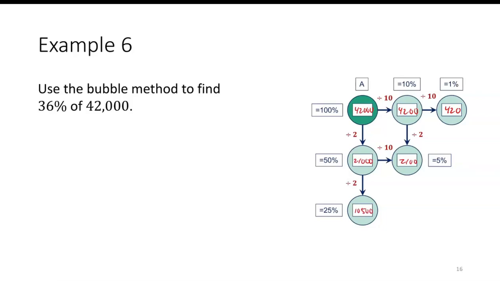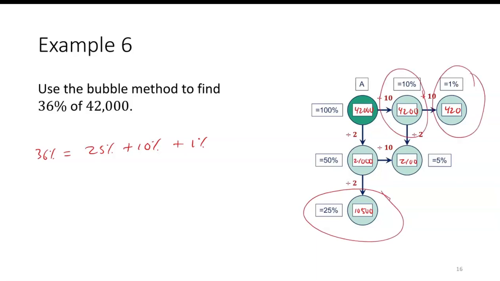Now, we want to figure out 36%. So 36% is the same thing as, let's see here. Guess we can go 25% plus 10%. That'd be 35 and 1%. It doesn't have to be that. If you want to figure out a different way that adds up to 36%, you can use that as well. But here is the 25%, here is the 10%, and here is the 1%.